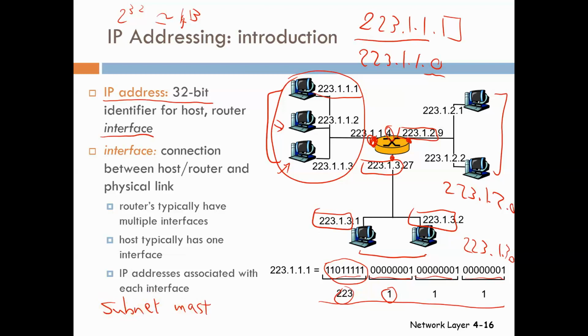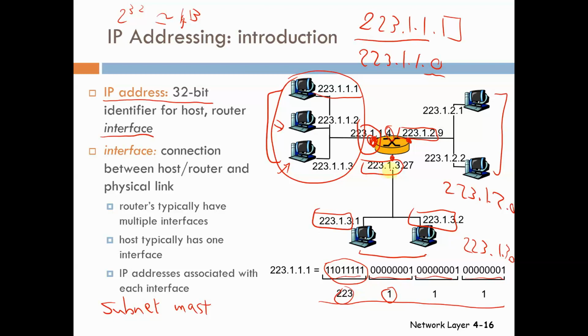Why is it called the subnet mask? Because the group of devices that all share the same network address are called a subnet. So the one that I have circled here, together with the router interface that is connected with it, all of these four devices or four interfaces are all part of the same subnet. Also, 223.1.2.9, 223.1.2.2, 223.1.2.1 are all part of a different subnet. This is the second subnet.